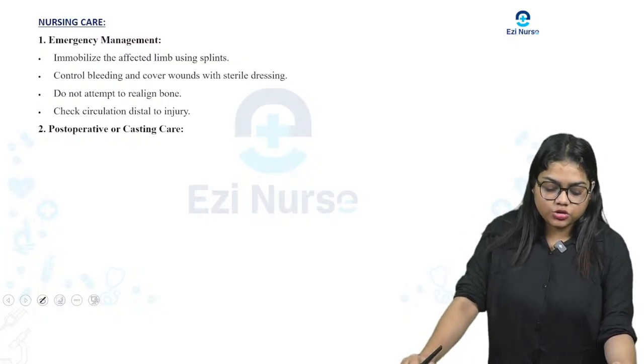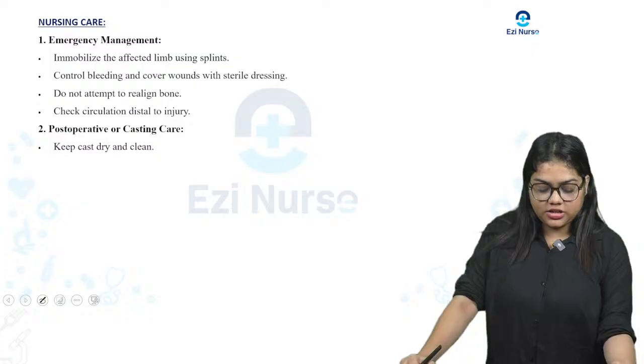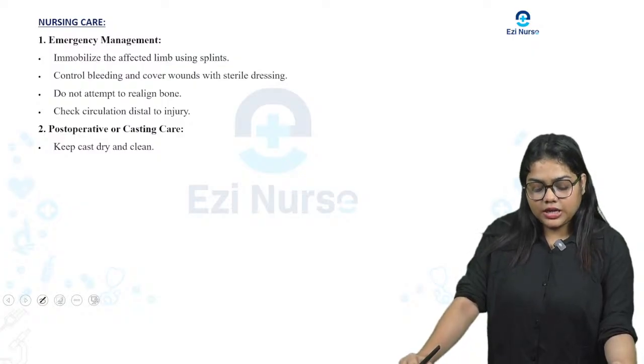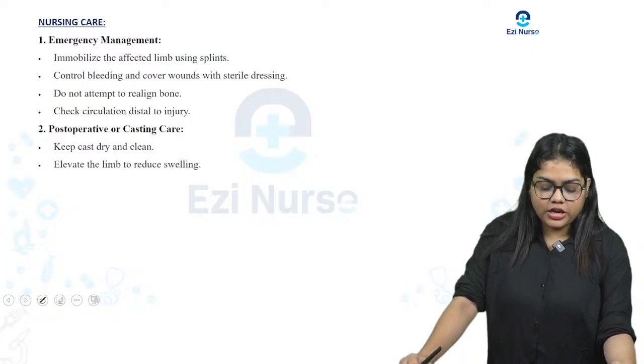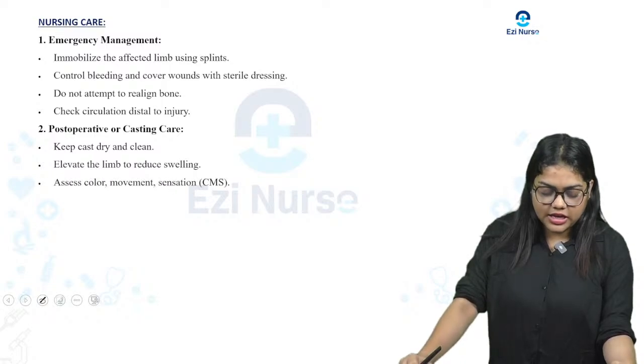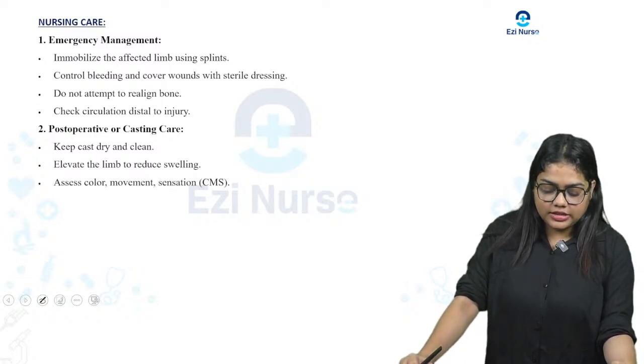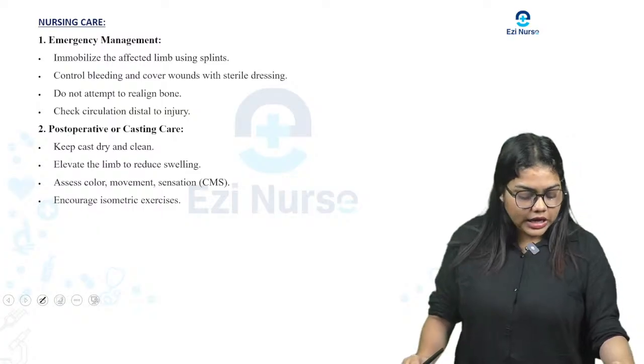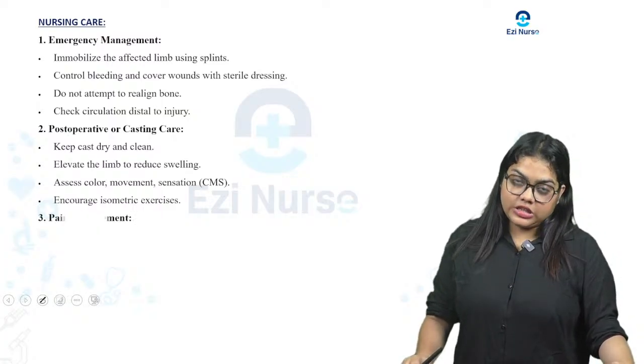Other than that, post-operative or the casting care, what are the things we should do? We should keep the cast dry and clean. We have to elevate the limb to reduce the swelling, assess the color, movement and sensation. We have to encourage the isometric exercise.